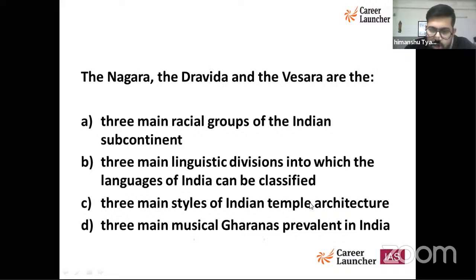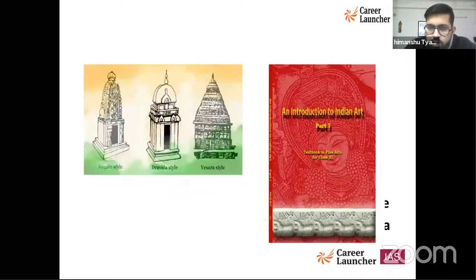These are three main styles of Indian temple architecture. Okay. Any other answers? Akhil, you were raising your hand. You can just go to the chat window. Yes, Akhil has also answered C. Great. So this is the right answer. Nagara, Dravida, and Vesara are temple architectural styles, and this is from your class 11th NCERT books of art and culture history.